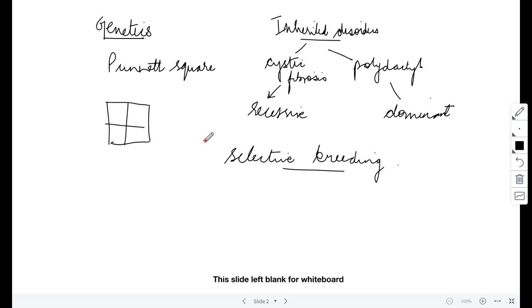So now let's talk about genetic engineering. This was the first thing which we studied, the second was this, third was this. Now the fourth topic we are going to discuss is genetic engineering. So now, are you aware of it? The word genetic engineering?